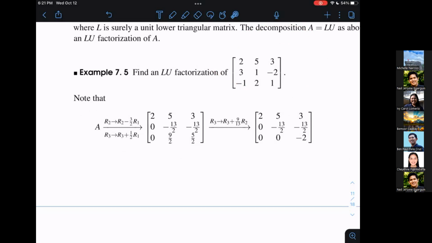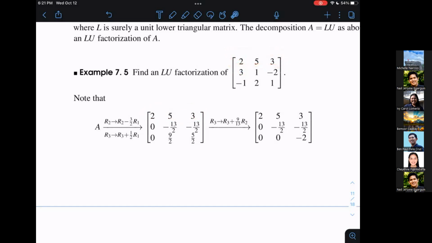Alright? So, wala akong gagawin sa first row. Hindi na ako nag-interchange ng row, so I can leave it there. And then now, I want to eliminate the 3 here kasi gusto kong maging 0 yung nasa ilalim. Kasi ang goal natin dito, mahanap yung upper triangular matrix. So this should vanish. Dapat mag-0 yan. So you need to think of what should be the multiplier to the first row in order to eliminate the 3 here. Okay? So in that particular case, I want to multiply the first row by -3 halves.